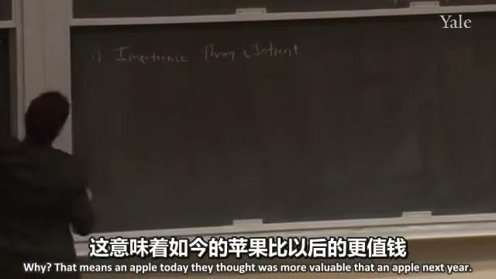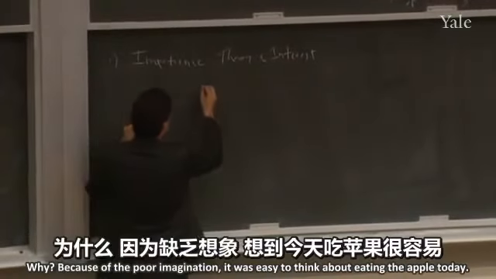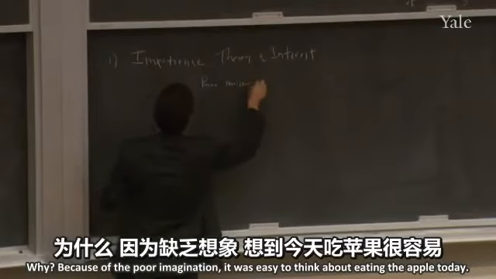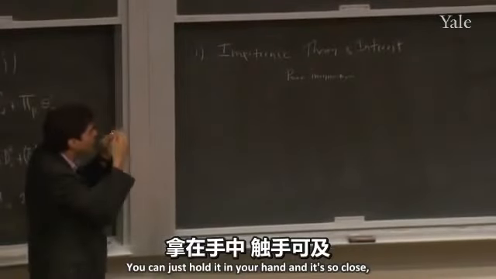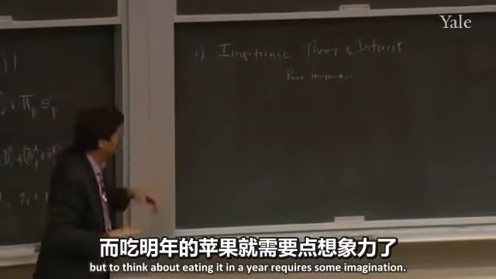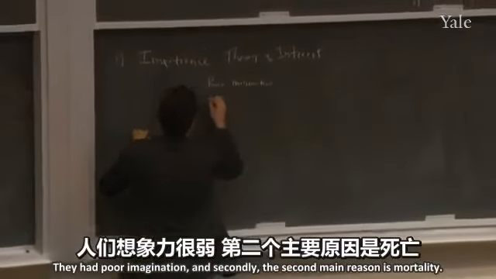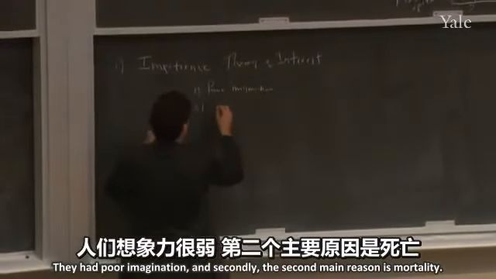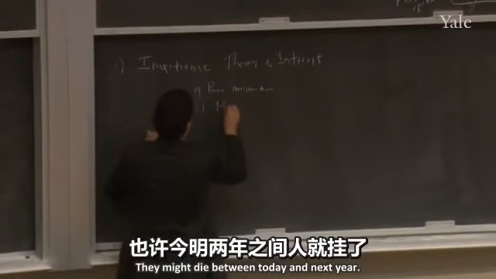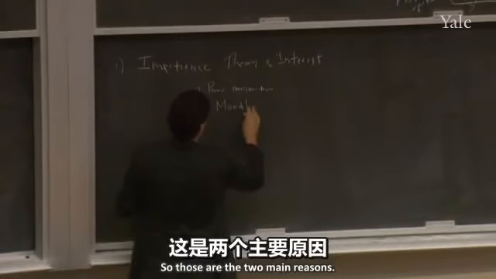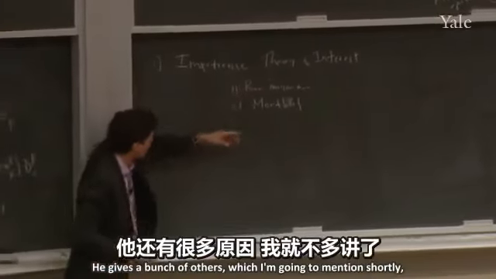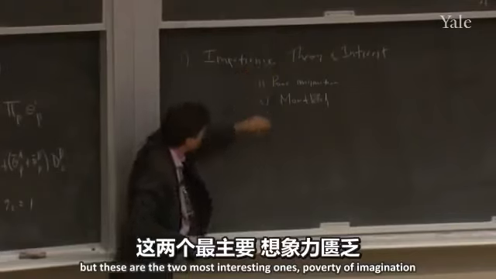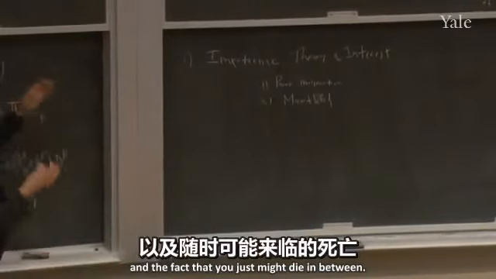Fisher said that in his view, people are impatient. That means an apple today was more valuable than an apple next year. Why? Because of poor imagination. It was easy to think about eating the apple today. You can just hold it in your hand and it's so close. But to think about eating it in a year requires some imagination. They had poor imagination. And secondly, the second main reason is mortality. They might die between today and next year. Those are the two main reasons. He gives a bunch of others, which I'm going to mention shortly, but these are the two most interesting ones: poverty of imagination, and the fact that you just might die in between.